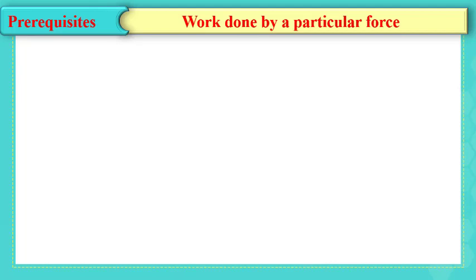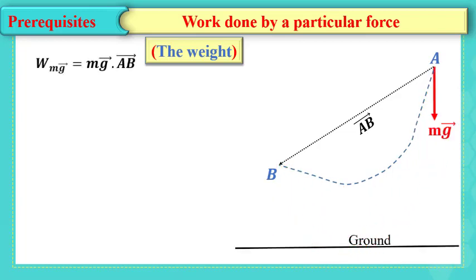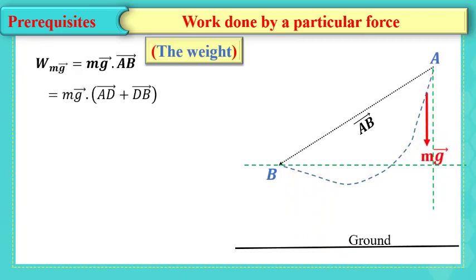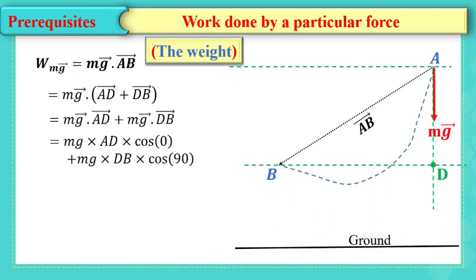Let's study the work done by a particular force along a curvilinear path, like the weight. Consider a body descending downward along a curvilinear path from A to B under the effect of its weight. The rule gives us work done by mg equals mg vector dot AB vector. But AB is curvilinear, and since work is independent of the path followed, let's choose AB as AD plus DB. Expanding this product, we find that it is mg·AD plus mg·DB, which means mg AD cosine 0 plus mg DB cosine 90.